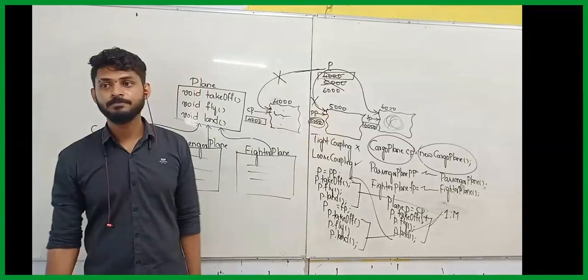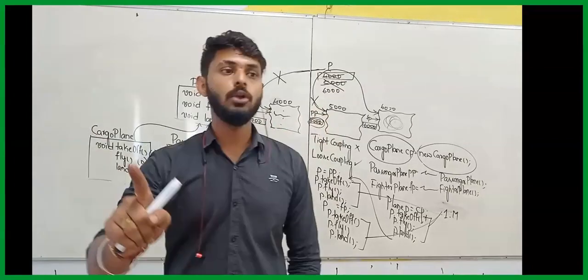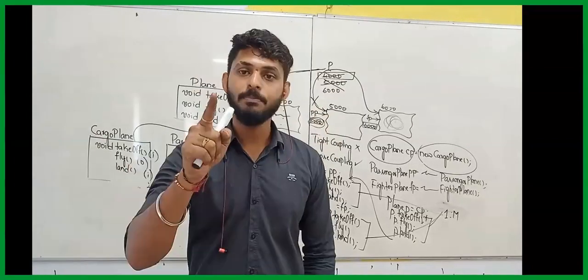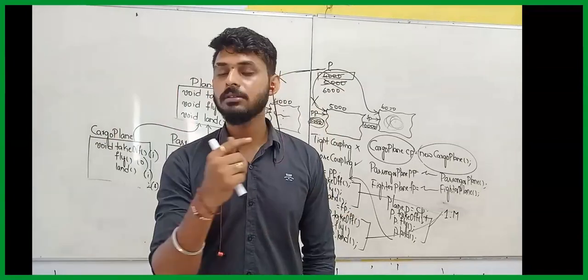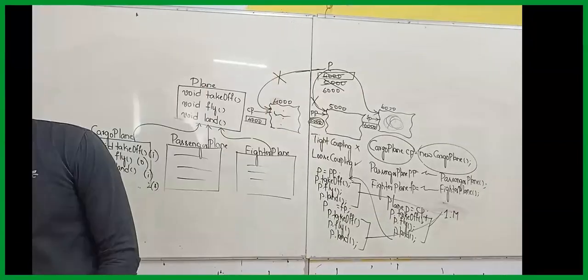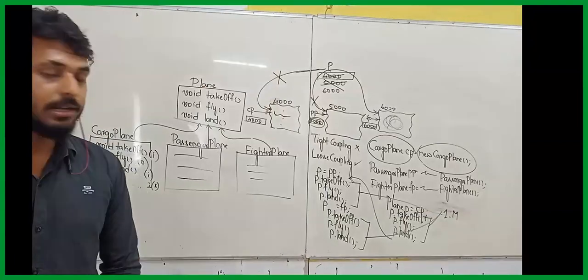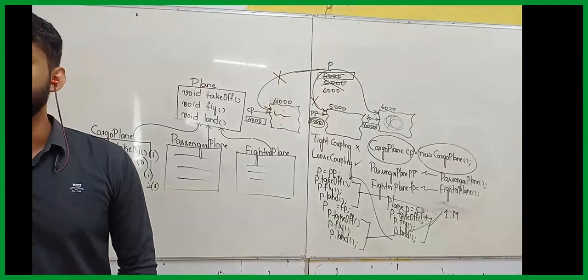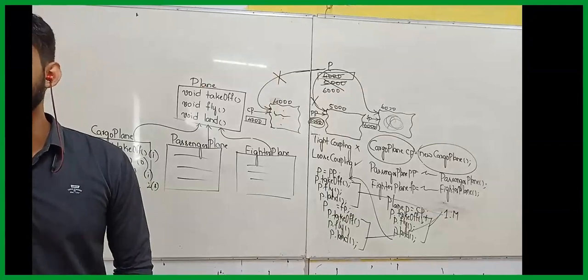Why? As I've already said, if and only if it is a parent type reference and a child type object. For a cargo plane type object, if I create a plane type reference, will it work? Yes, we have already seen. Plane type reference, it will work. If you create a plane type reference, whose addresses can I store inside that plane type reference?